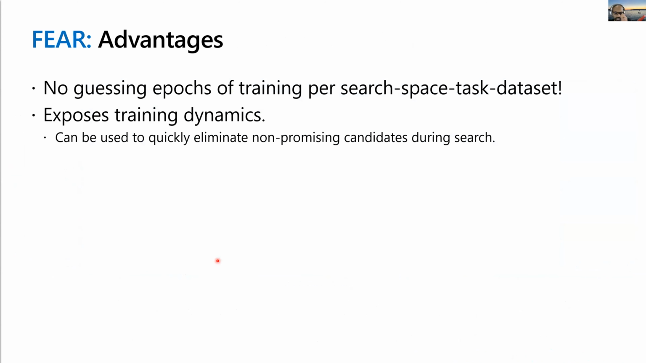Okay, one advantage of FEAR is that you don't need to guess how many epochs of training you need per search space, task, or dataset, right? A lot of us are quite familiar with this. If you work in NAS, you have probably beaten to death CIFAR 10 and 100 and ImageNet, and you probably know every image and what the statistics are of training any kind of network on them. So you have a lot of domain knowledge.